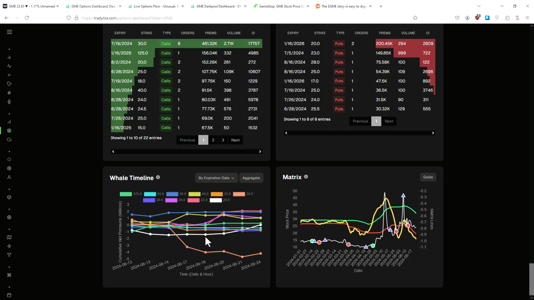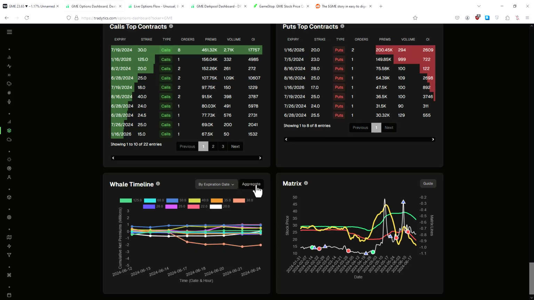Again, the whale map is looking pretty grim. You've got these 30 calls exiting. This is the aggregate, by the way.